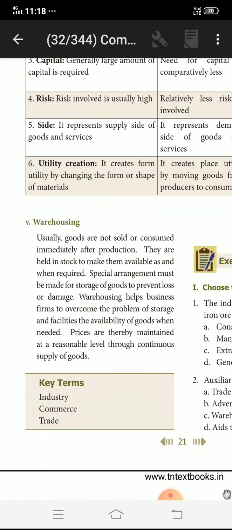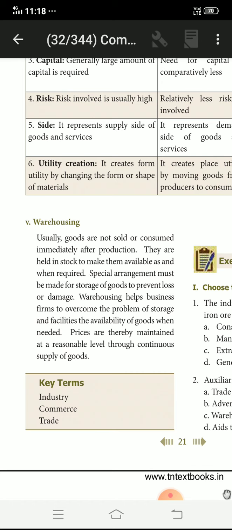This is another, the fifth category of aid to trade. Usually when goods are produced, they are not immediately sold to the consumers. They are kept in storage. They are held in stock to make them available when required, and special arrangements must be made for storage of goods to prevent loss or damage. Warehousing helps business firms to overcome the problem of storage and facilitates the availability of goods when needed. Prices are thereby maintained at a reasonable level through continuous supply of goods.